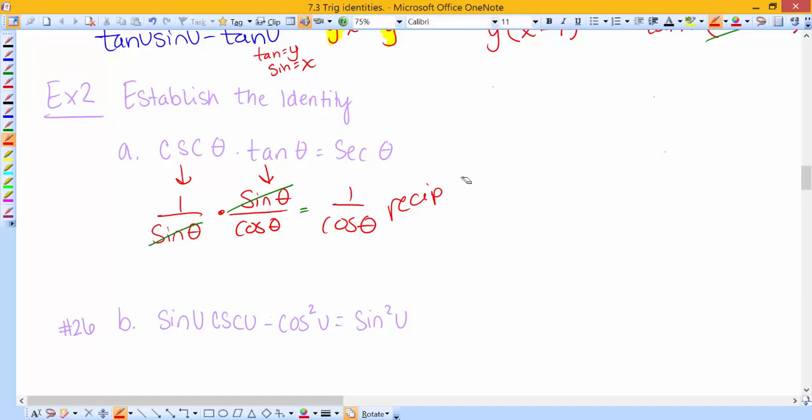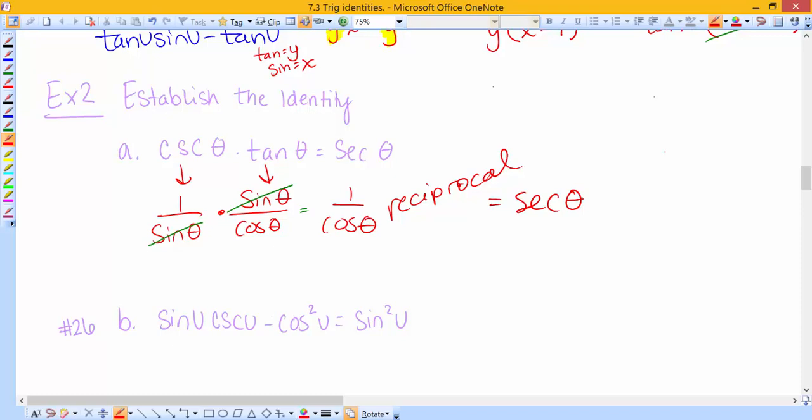Sorry, that just looks weird. And I cannot spell. Reciprocal. Okay. Reciprocal identity. Look. 1 over cosine. Oh, 1 over cosine equals secant. So you need to be familiar with these identities.